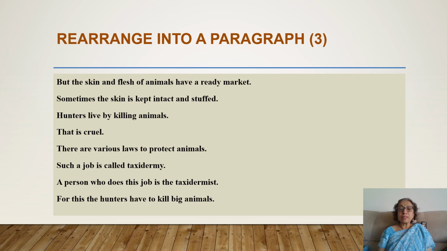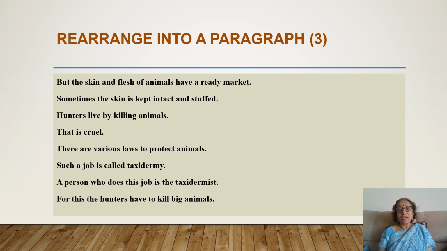So you see, all these sentences are there, but they are not arranged in an order which makes some sense. We need to arrange them properly. How we arrange them depends on your understanding of what they're trying to say. Here they're trying to talk about hunters and animals and the killing of animals, and then the rules which say that you shouldn't kill animals. Then you also have how animals are used after their death.